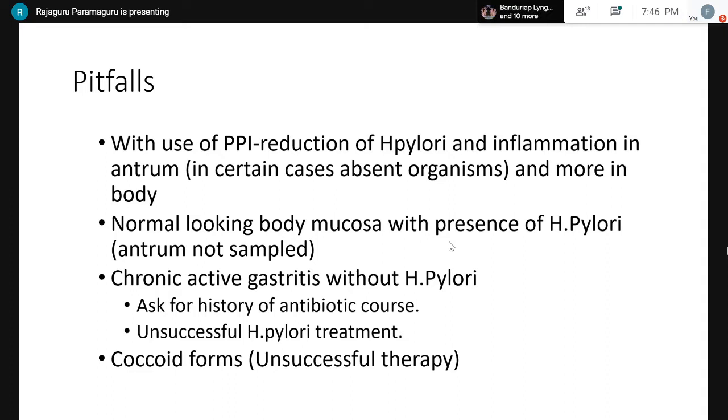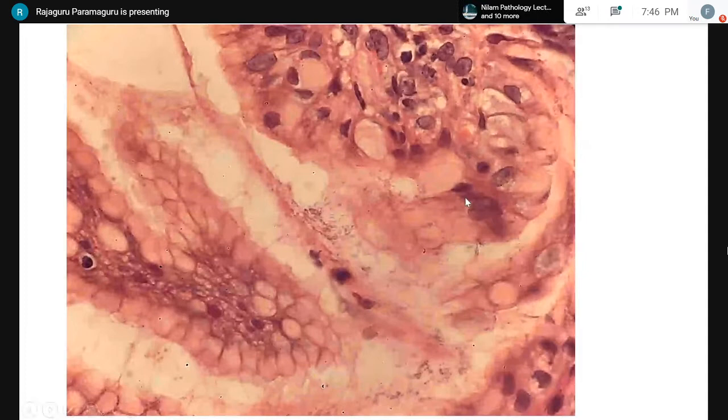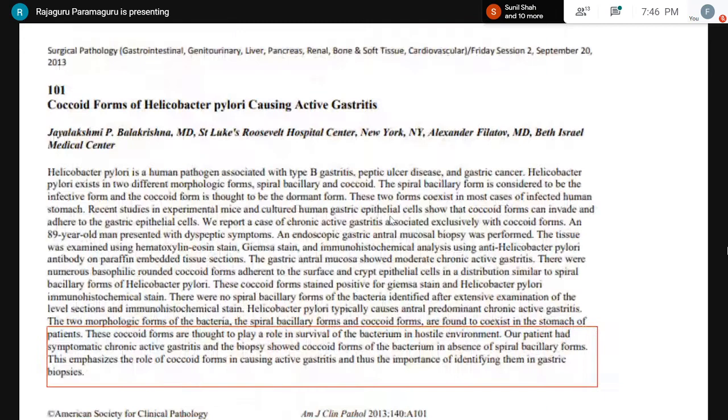And the next is the coccoid form, which I'll be showing a picture of later. So this is how a classical H. pylori organism will look, and we'll be happy to see this loaded organism and just report the presence of H. pylori organism and then grade it as chronic active gastritis, H. pylori related chronic active gastritis, like that. The next, as I told, coccoid forms are seen in Helicobacter pylori, and this has been thought of as a dormant form, a morphologically dormant form, which the organism adapts to in an unfavorable condition.